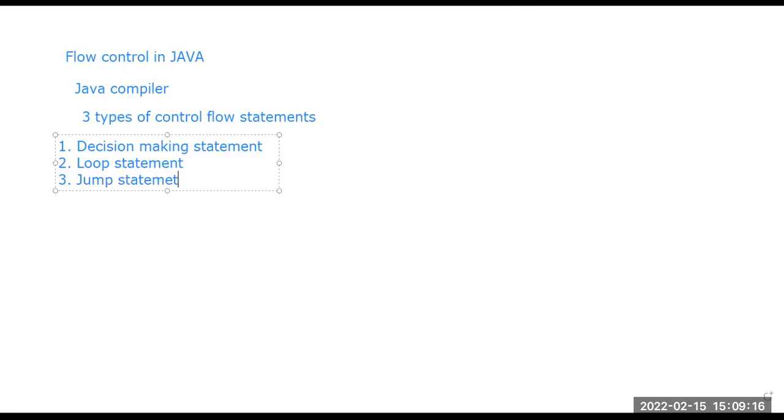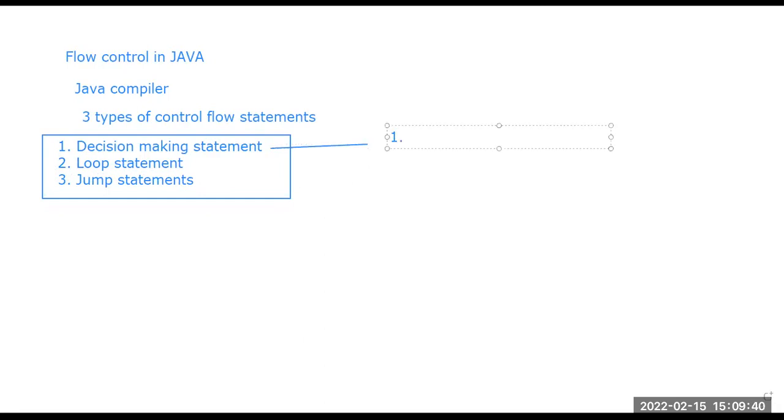These are basically the same for C: the decision making statement, loop statement, jump statement. These are the basic three control flow statements. Now there are some subparts of the decision making statement, loop statement, and jump statement. So what are those subparts? If I first consider the decision making statement, what subparts are present here? Number one, in the decision making statement, there are two parts: the if statement and the switch statement.